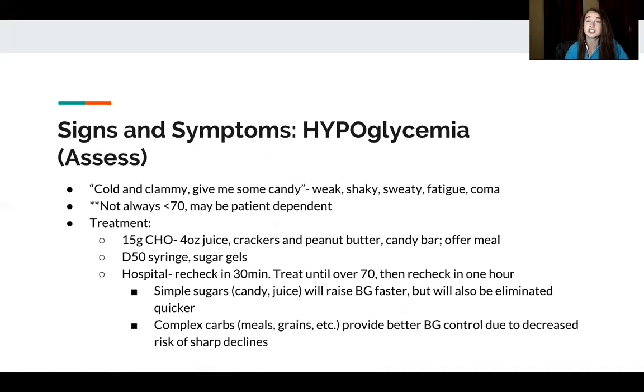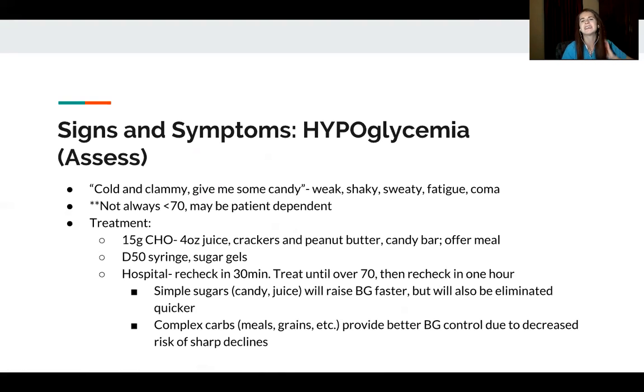And always recheck in less than 30 minutes. If you hit that 30-minute mark, you have fallen out of the recheck time. You treat it until it's over 70, and then you want to do a recheck in 1 hour to make sure that they do not drop again.